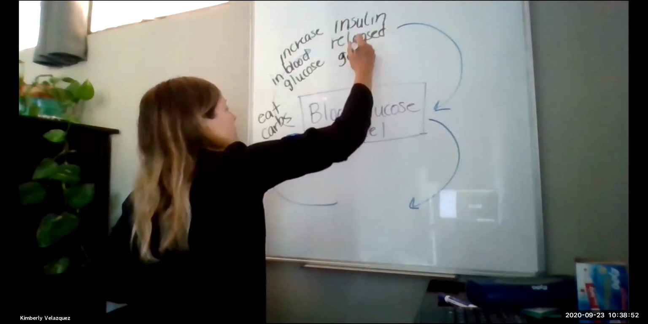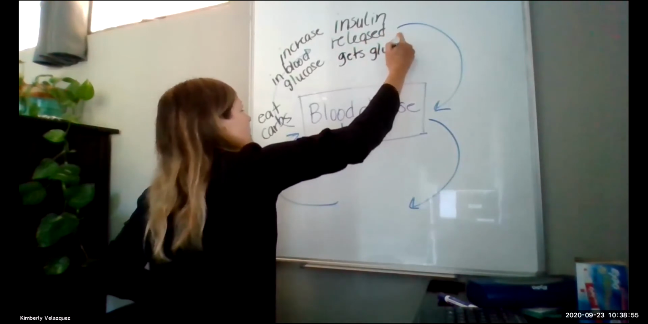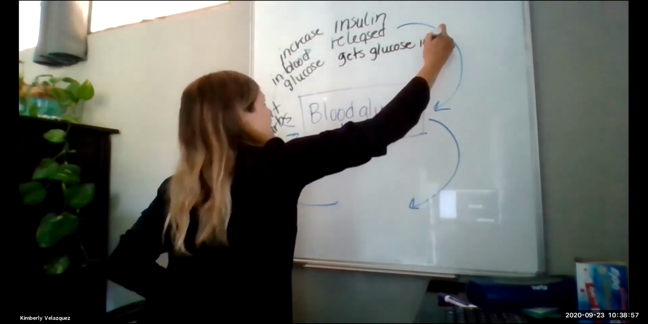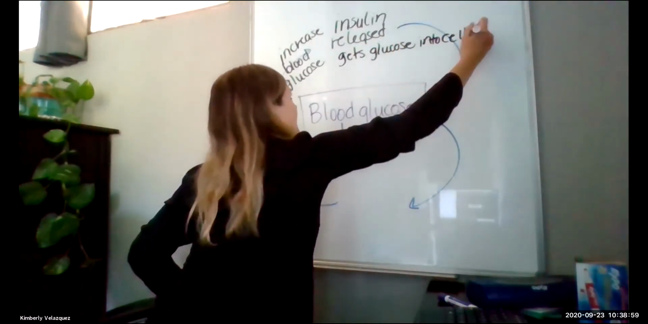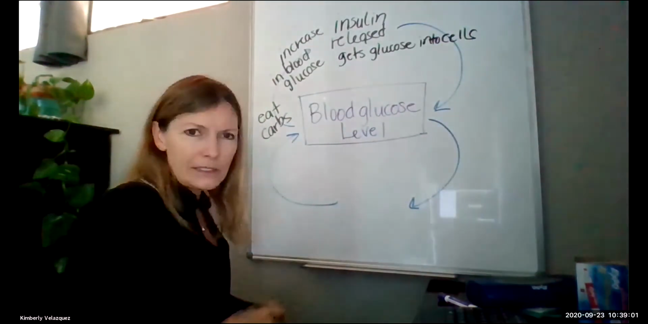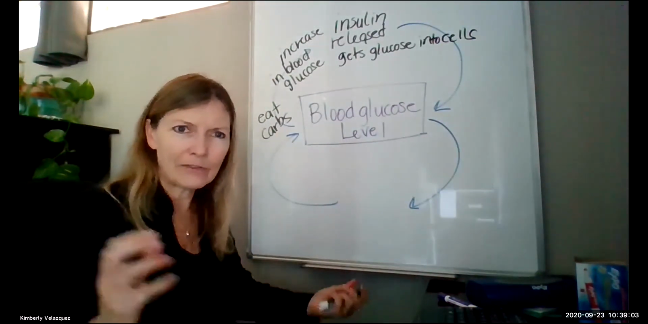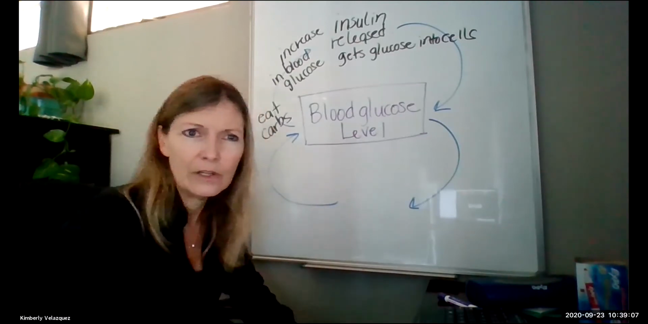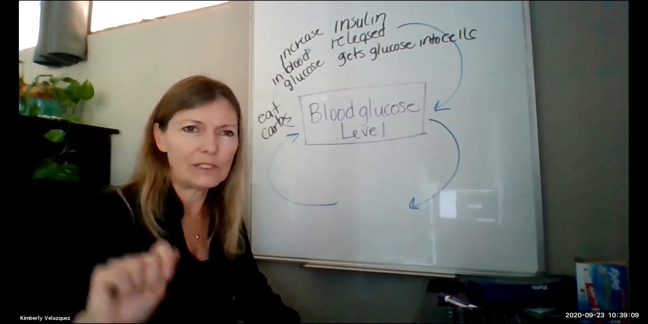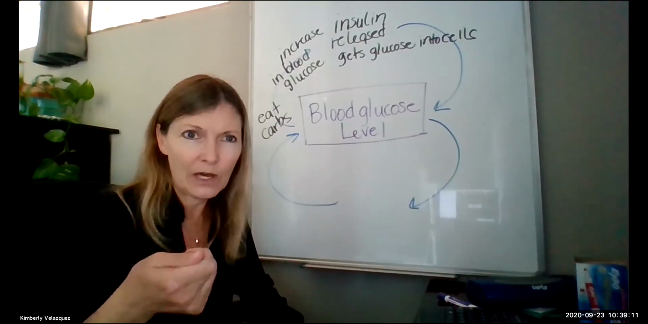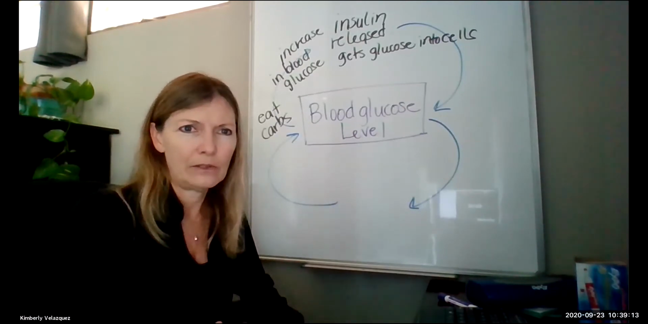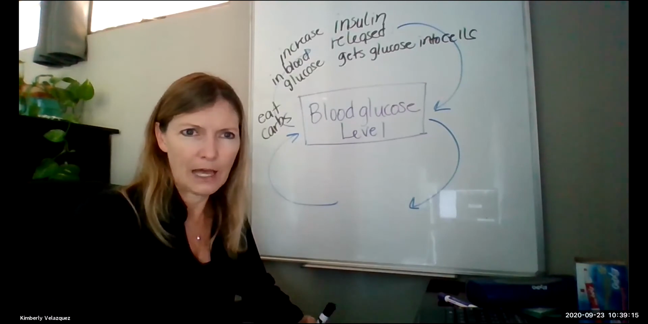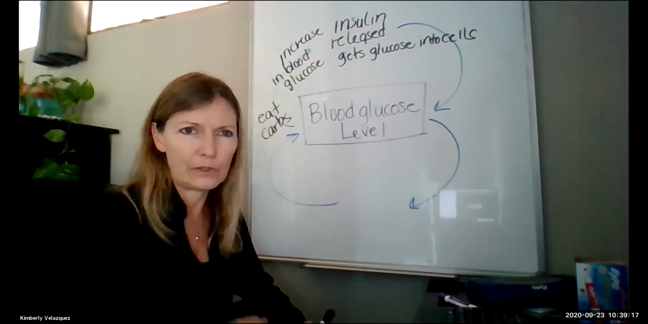So insulin is released, and that insulin does a couple of important things. It gets glucose into your cells. Any cell that's not your brain has to have insulin bound to the cell for glucose to get in. Just think of it this way: it's the key that opens the lock to get glucose into your cell. If insulin is not present in high enough amount, you can't get glucose into your cells.